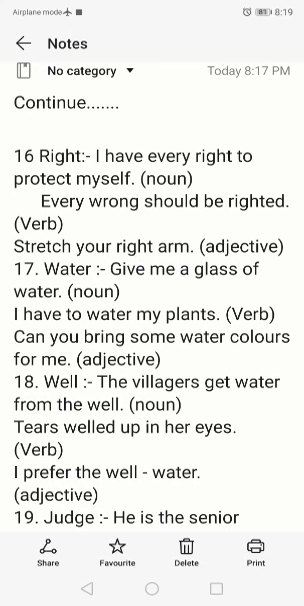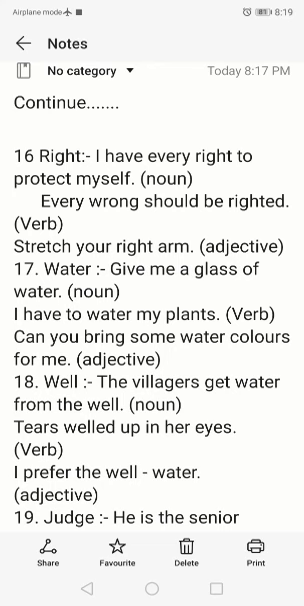The 17th word is water. As we all know, the grammatical position of water is a noun. Give me a glass of water. Water can also be used as a verb. I have to water my plants. Watering the plants mainly means supplying water to the plants. I have to water means I have to supply water to the plants.